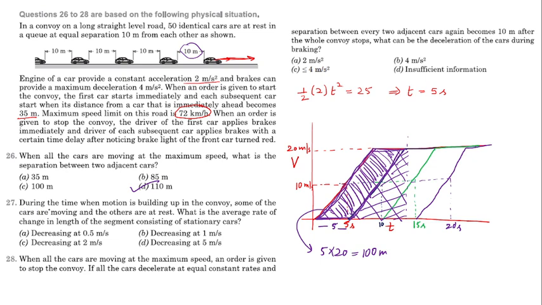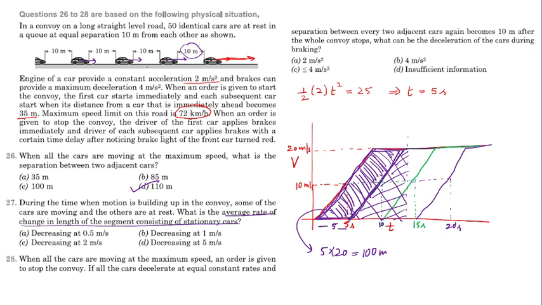Now, the question says the decrease during the time, the average rate of change in length of the segment consists. So let's try to understand this. In every 5 seconds, one car starts moving. So this car starts moving after 5 seconds. This car starts moving after 5 seconds. This car starts moving.